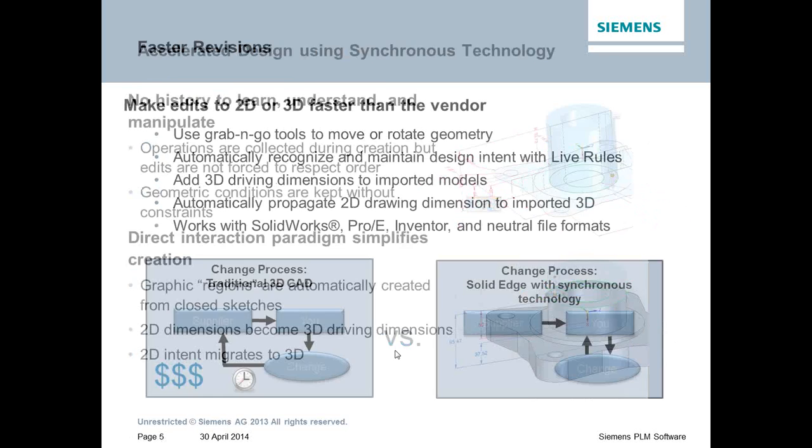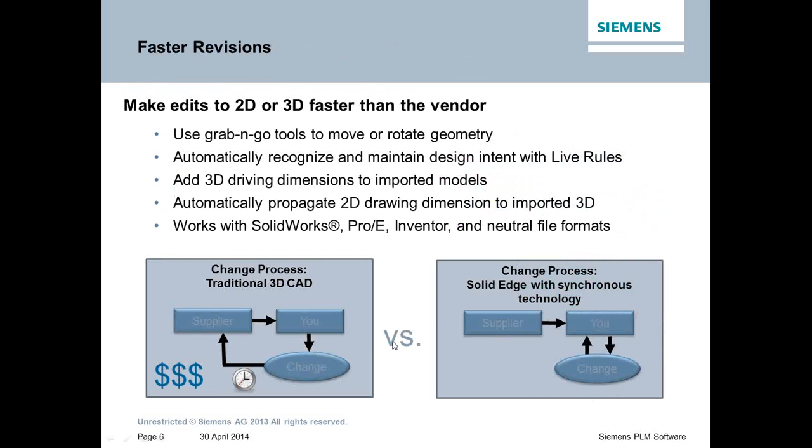From there, we're going to talk a little bit about how Synchronous Technology can help you make revisions much faster. We're going to go through a scenario where we import some geometry from another CAD system and make some changes to it. In that section, we'll talk a little bit more about some of our editing tools. As a more generic term, we have what we call grab-and-go tools. Internally within Solid Edge, we call it our steering wheel tool, and it allows us to make edits directly on the geometry.